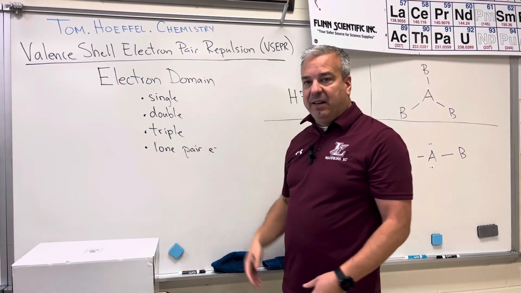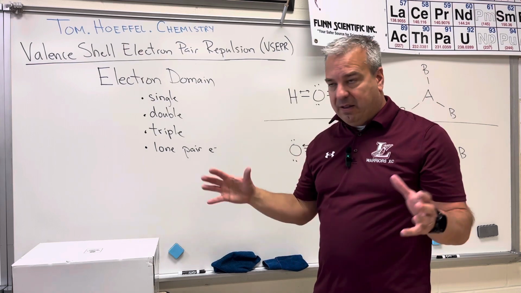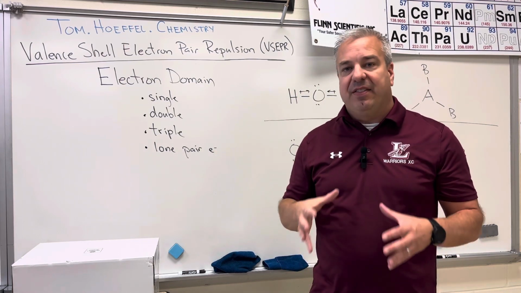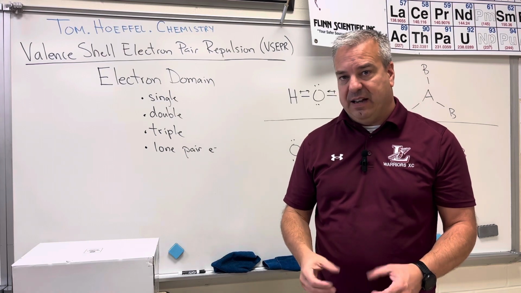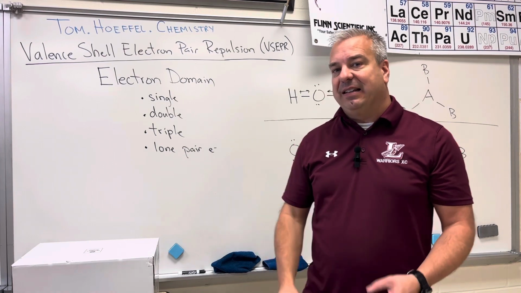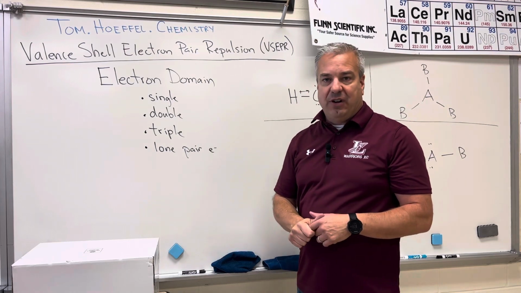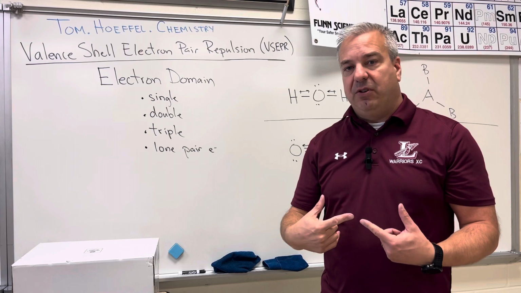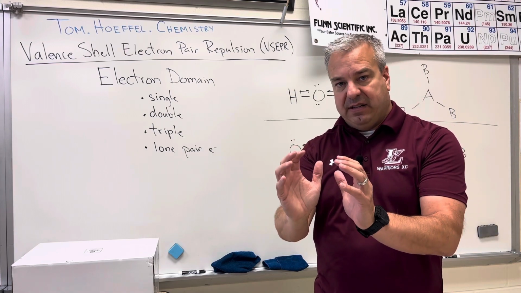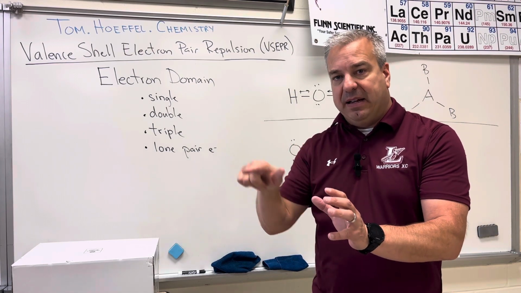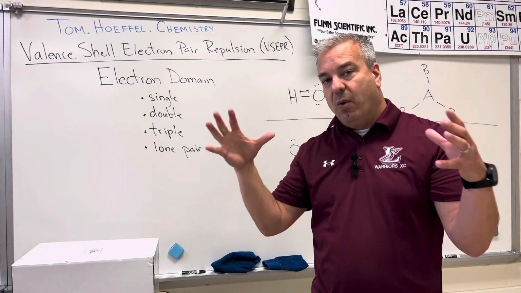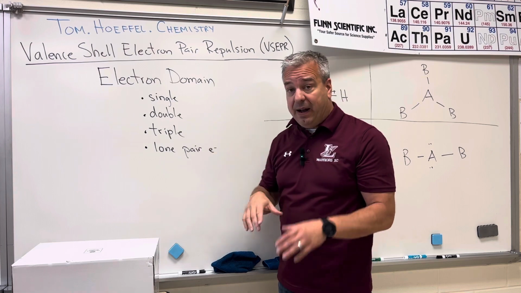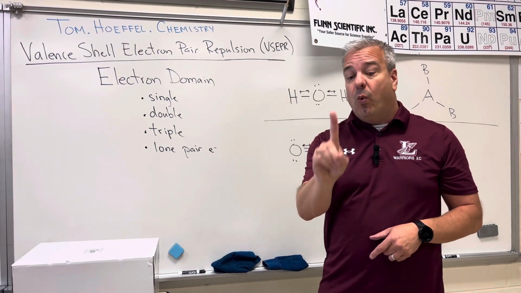Let's talk about what an electron domain is to begin with. A good definition for electron domain is an area that is dense in electrons. To be able to do the geometry of molecules, you have to look at an atom, center in on the central atom, and decide how many electron domains are around it. So what counts as an electron domain? A single, double, or triple bond, they all count as one domain.